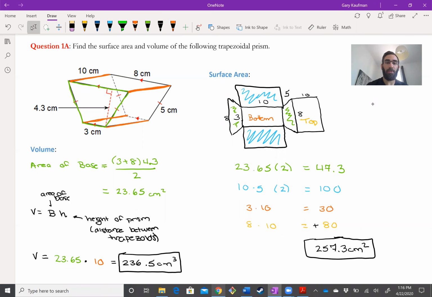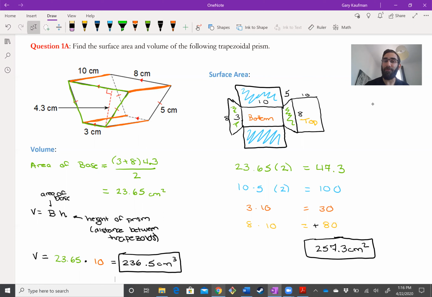I tried my best to color code it. On the left, you have my volume. Notice that I drew in green the base so that you can see and take the correct measurements, the correct height of the trapezoid. I found the area of the base. I rewrote the general formula for volume: the area of the base times the height of the prism, the distance between the trapezoids. You'll see that my volume, again, I color coded. The 23.65 was the area of the base I'd already found. The 10, you'll see on the diagram, is the distance between the two trapezoids. That's the height of the prism. So I found my volume that way.